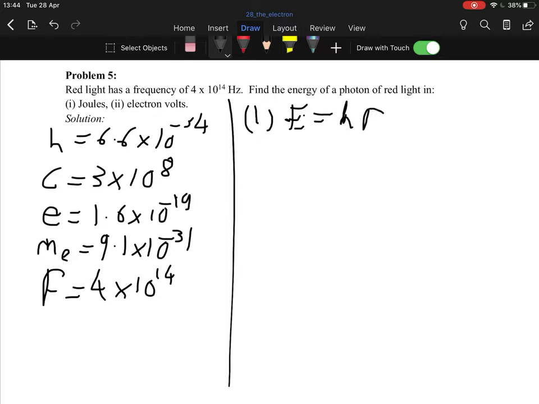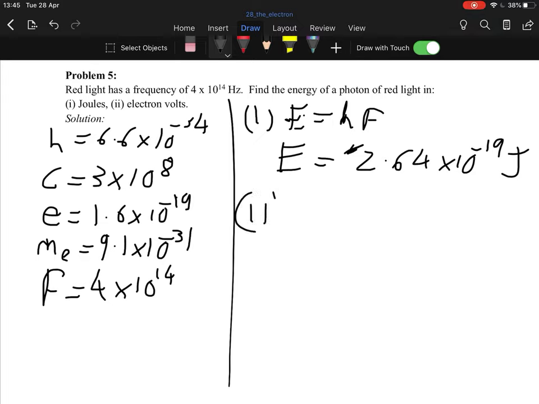So find the energy of a photon of red light in joules. We go to the log tables, and what do we have? E equals h f. Do we have enough information here? We do. So we just fire that in and we should end up with 2.64 by 10 to the minus 19 joules.